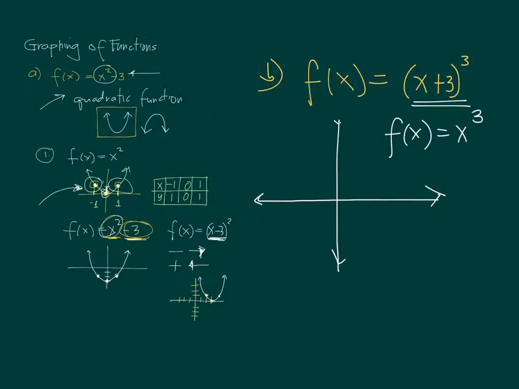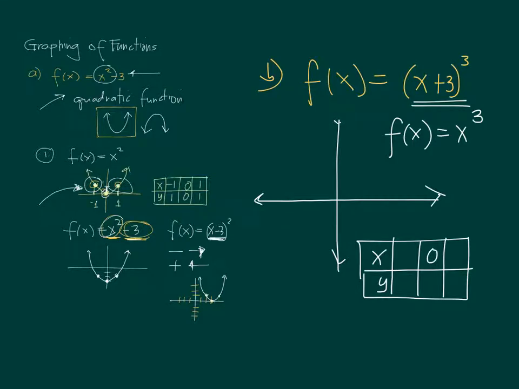Now if you forget the orientation of the graph, it's always useful to consider values of x and y. And you could always choose 0, -1, and 1.